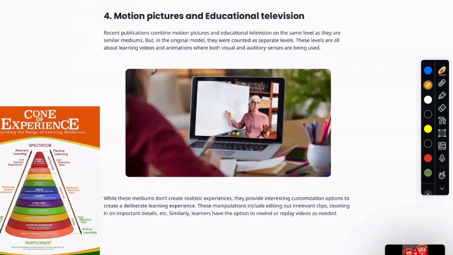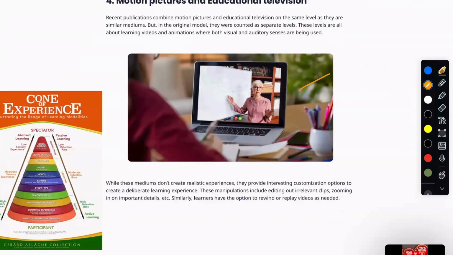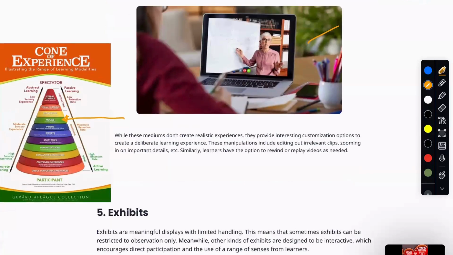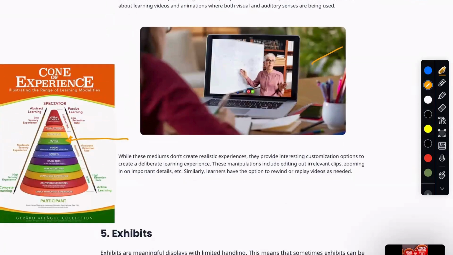Now, motion pictures and educational television. Now, this is movies. That's on the fourth level of passive learning. Now, recent publications combine motion pictures and educational television on the same level as they are similar mediums. But in the original model, they were counted as separate levels.